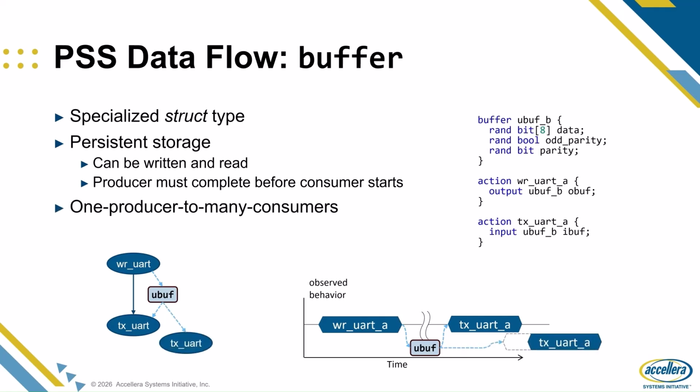Buffers enforce a one-to-many relationship between producers and consumers and imply sequential behavior between them. There's no ordering implied between multiple consumers as long as none starts before the producer completes.